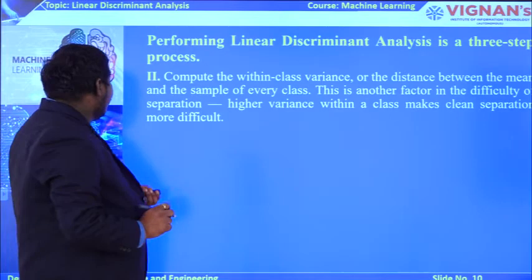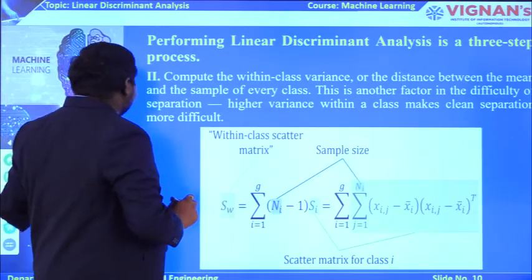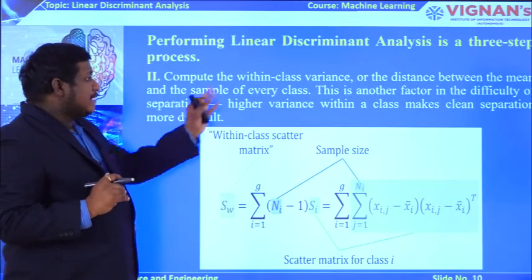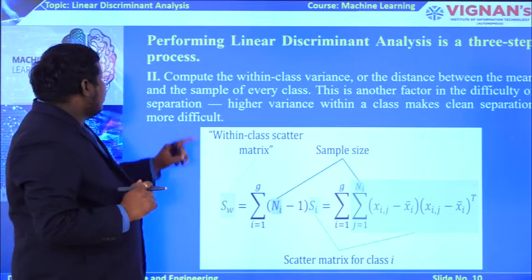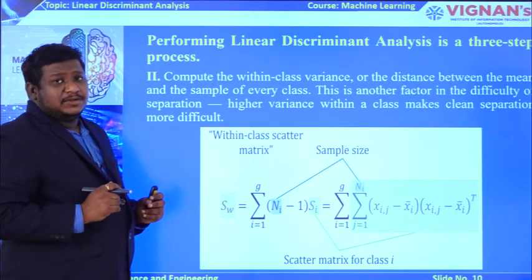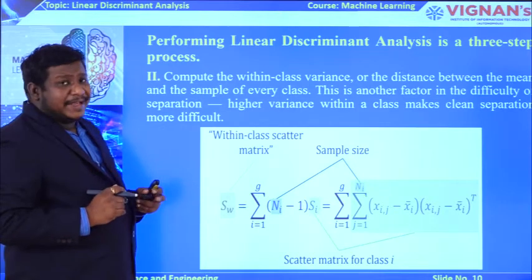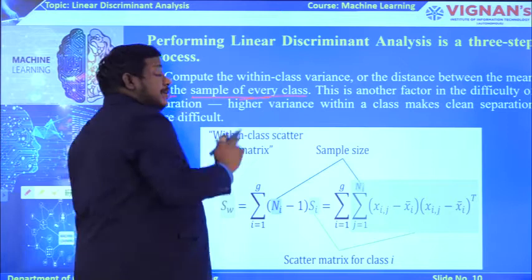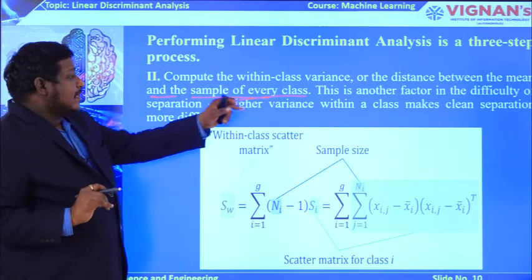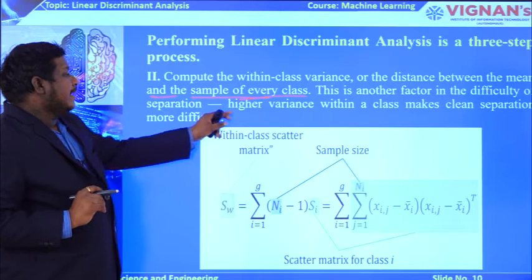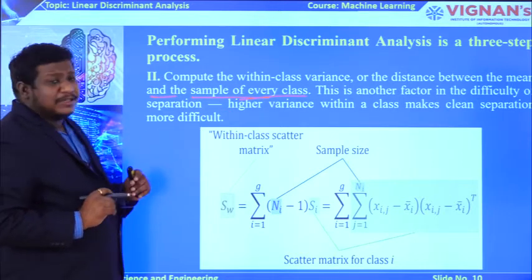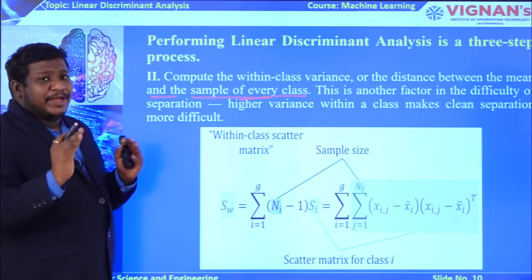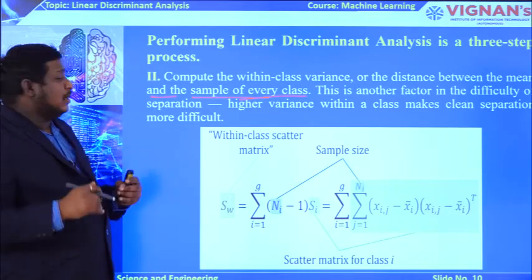The second step we are going to follow here is to compute the within class variance. So, now we want to calculate the variance in the class, or the distance between the mean and the sample of every class. This is another factor in the difficulty of separation. Higher variance within a class makes clean separation more difficult. So, when the variance is more, the separation of the variables in the class is very difficult to do.